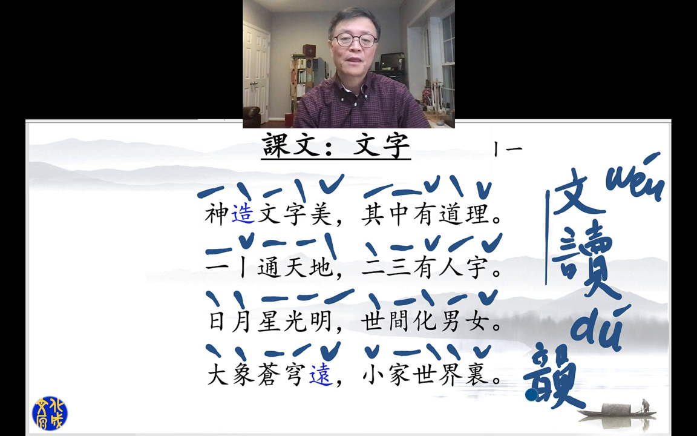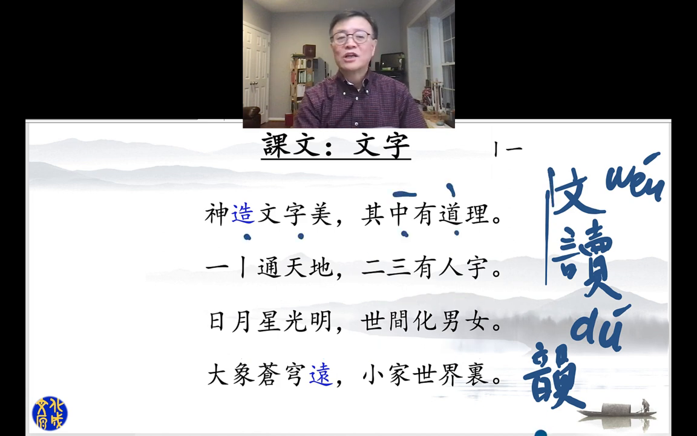That's a traditional way. Okay, basic rule. 大象苍穹远, 小家世界里. Alright, you can mark this. It's a basic rule. 一声二声 longer, 三声四声 shorter. 神造文字美, 其中有道理. 一滚通天地, 二三有人语, 日月星光明, 世间话男女, 大象苍穹远, 小家世界里. OK. Enjoy.